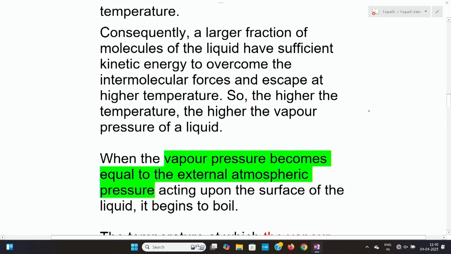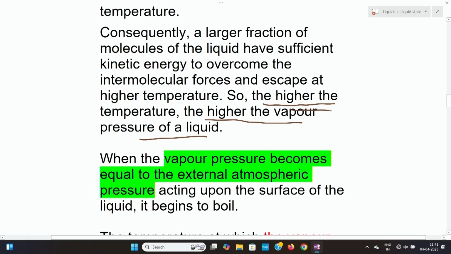The higher the temperature, the higher the vapor pressure of a liquid. If we apply more temperature, then the vapor pressure will be higher. If we apply less temperature, only that much vapor pressure will be there. If we are not applying temperature, then the vapor pressure will be low compared to the higher temperature. So, the higher the temperature, the higher the vapor pressure of a liquid.